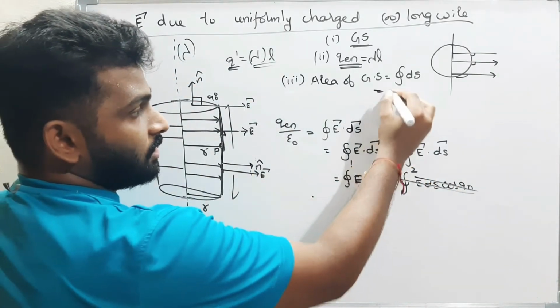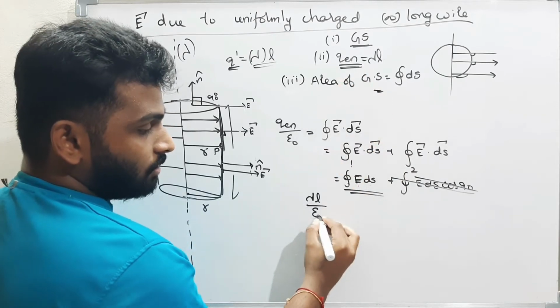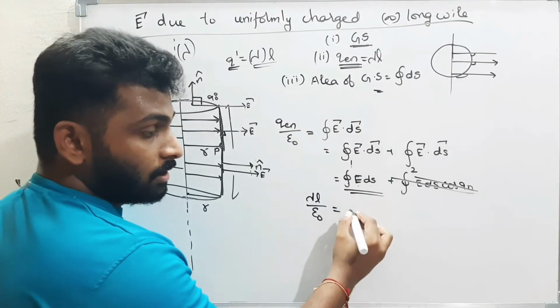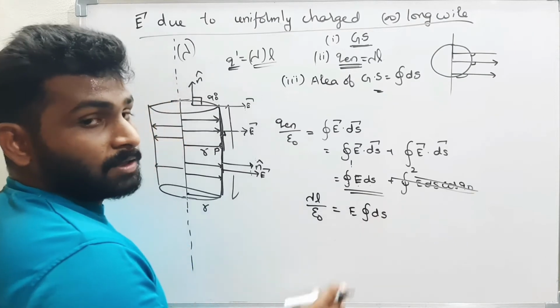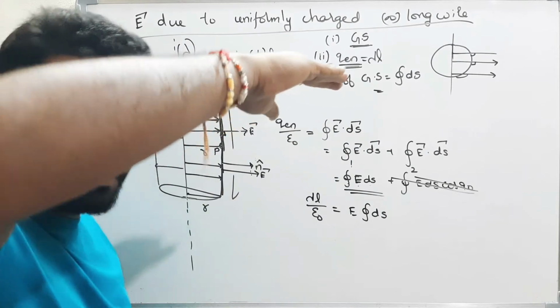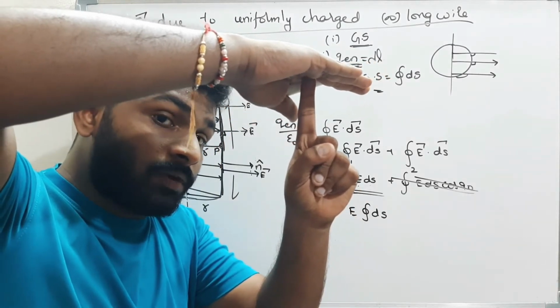Therefore, what is the cross section area? You have to find the charge enclosed, that is lambda into L by epsilon naught. Q enclosed, which is nothing but lambda into L by epsilon naught, must be equal to E into the surface integral of ds. That is nothing but the cross section area of the Gaussian surface. What is that? The top pi r square is not considered because there is no flux passing through it.